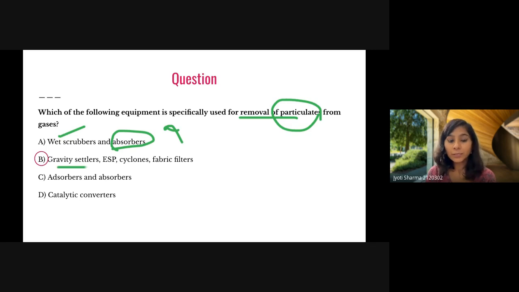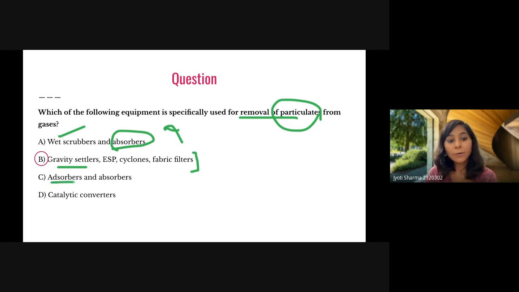We will talk about this gravity settler, ESP, cyclone, fabric filter at length, because the whole session is all about these kinds of instruments only. So these are the instruments by which we can remove the particulate matter.